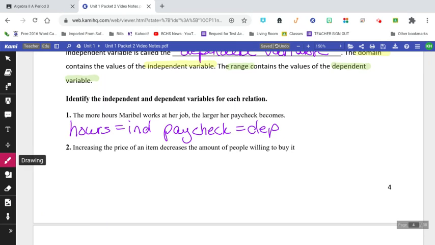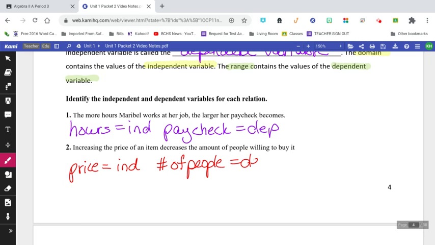Okay. Number 2, increasing the price of an item decreases the amount of people willing to buy it. So if you think about it, as far as independent and dependent, the number of people purchasing the item depends on the price. So the price is your independent. The number of people purchasing is your dependent.